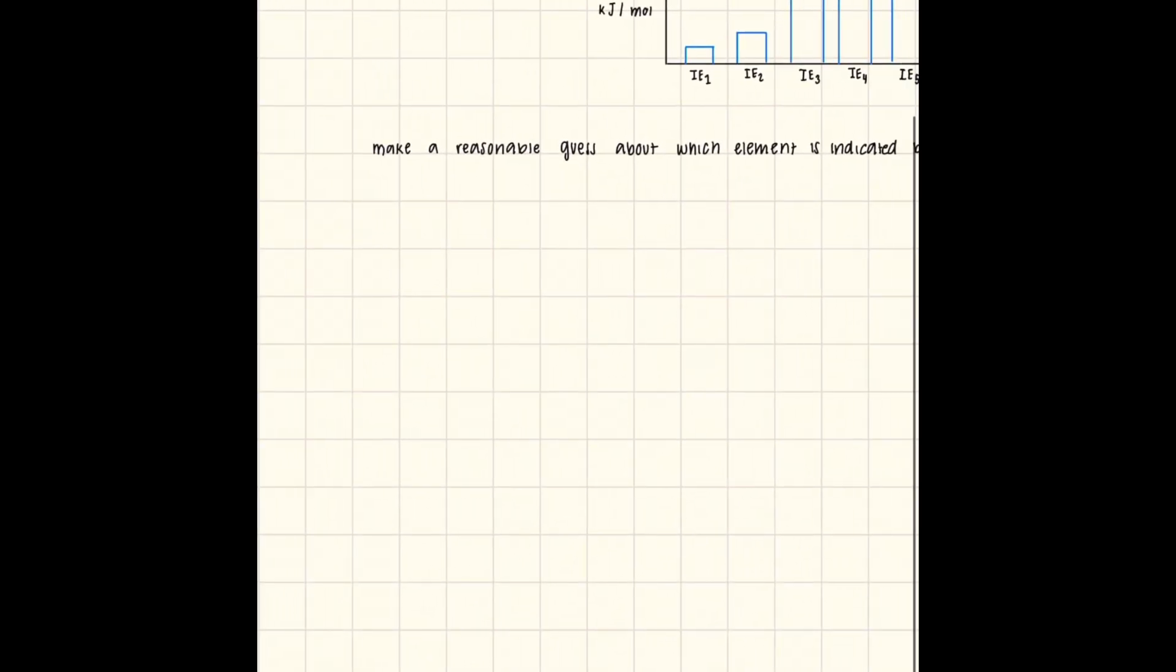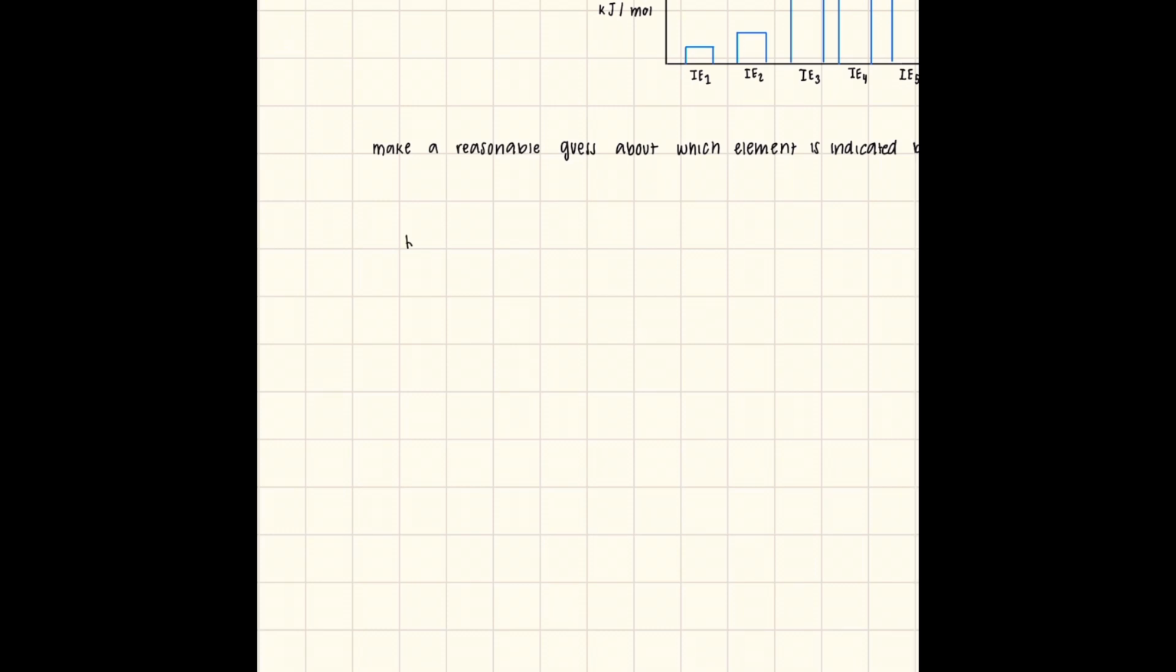Okay, so for this problem, we are going to look at this chart, and we're going to look at the ionization energies 1 through 5 on a period 4 element, and this is the pattern that is given by the graph. We are just going to make a reasonable guess about which element is indicated, and for our answer, we're just going to put it with the chemical symbol that is given on the periodic table.